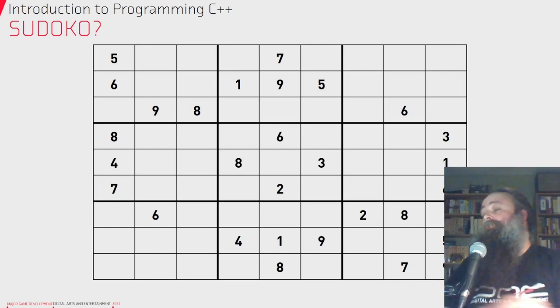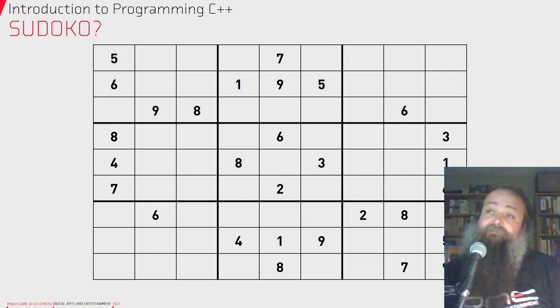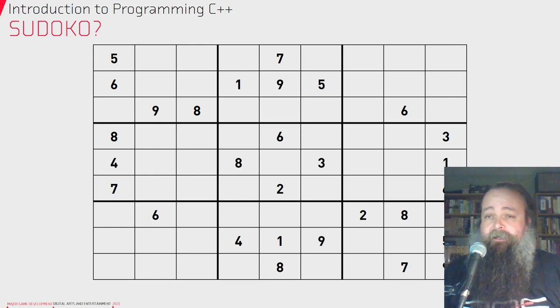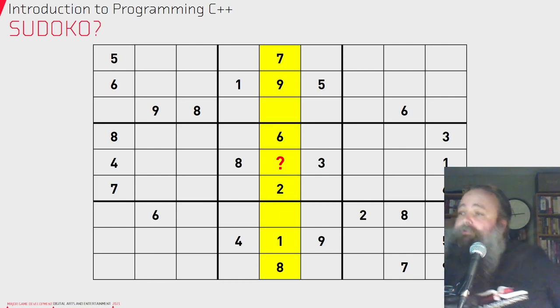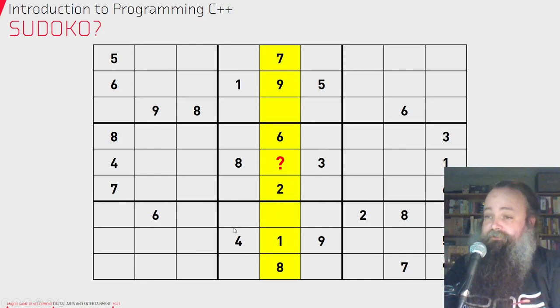Of course, you can't just fill in random numbers. Every number you fill out has to be a number between 1 and 9. And there's some rules. Imagine I want to put a number there in the middle where I put the question mark.